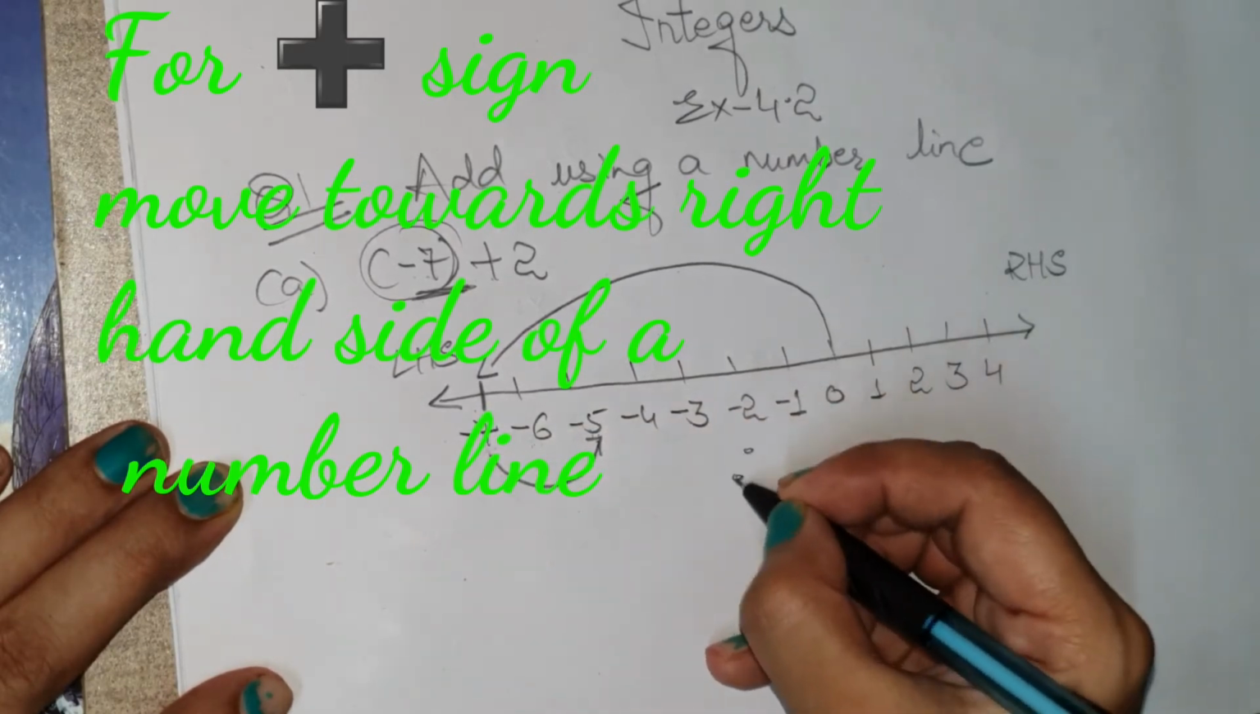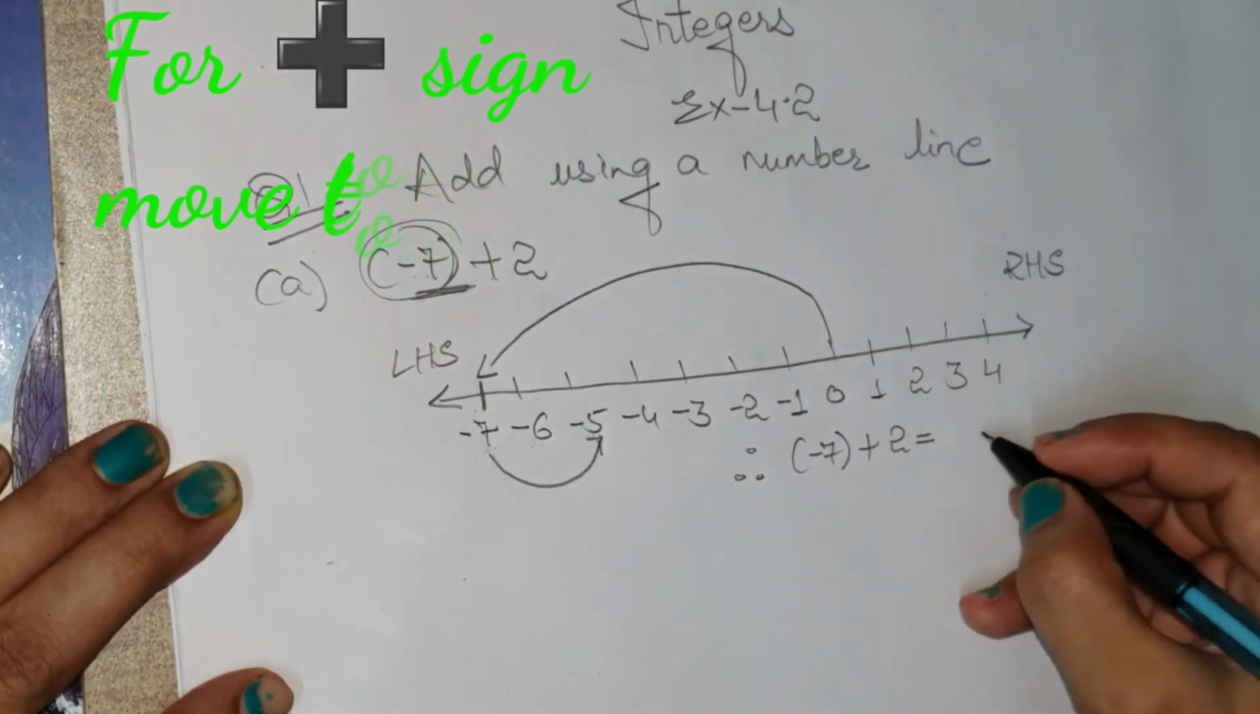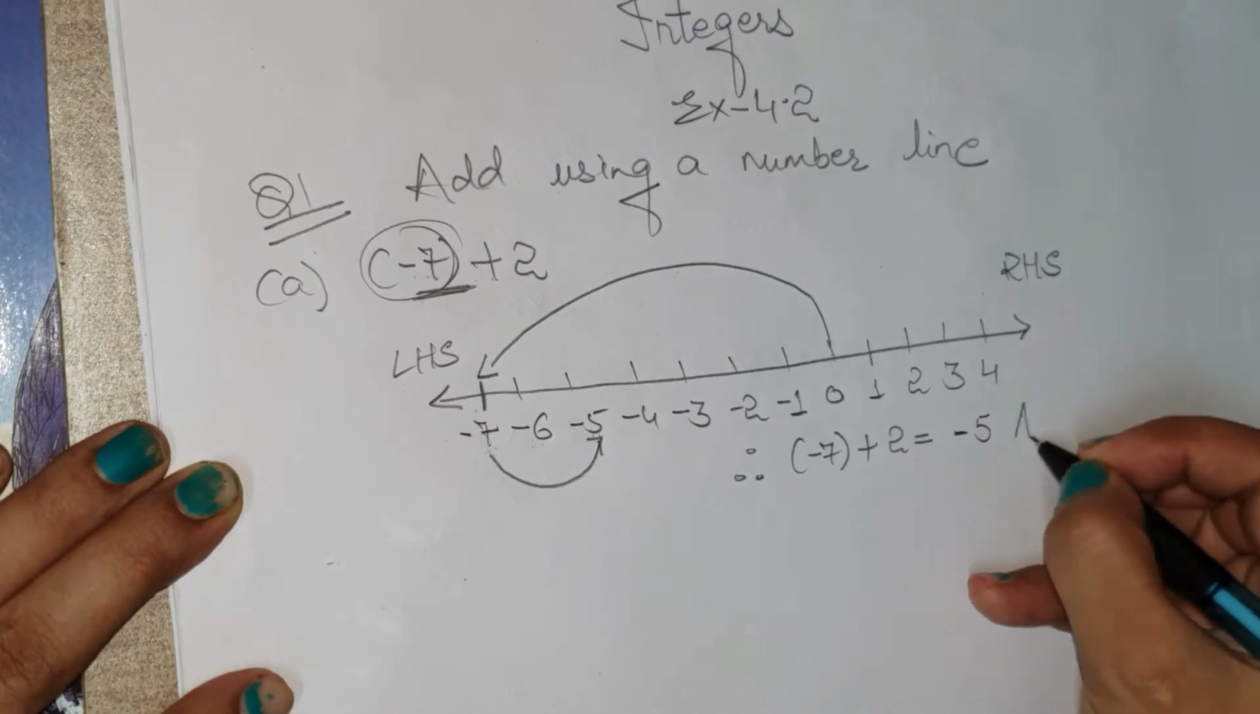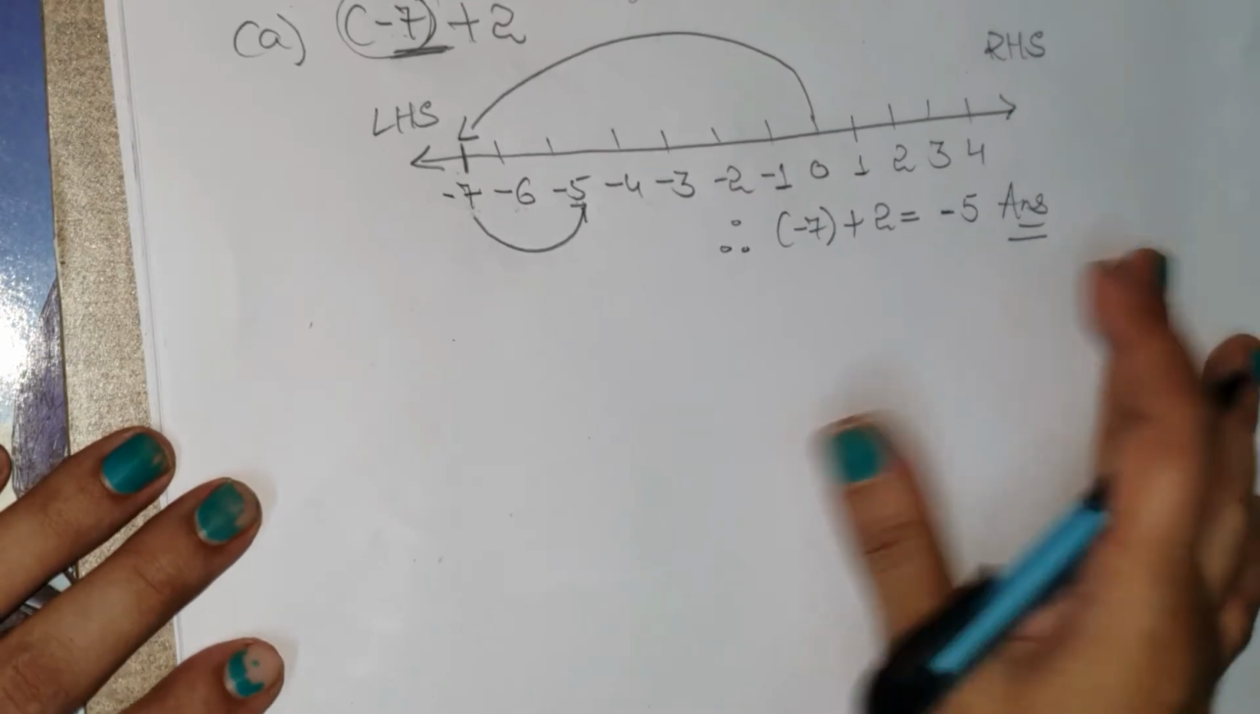Therefore your answer will be -7 plus 2 is equal to what? It will give you -5 as the answer. Like this you have to write. See, that was part A.